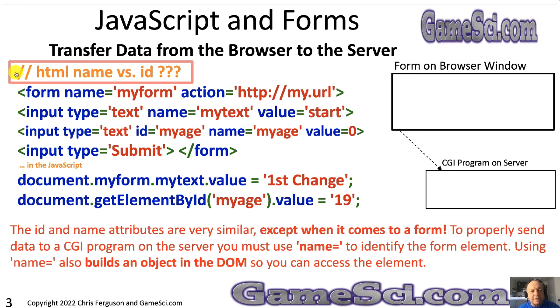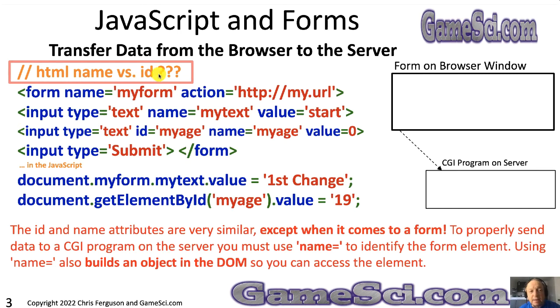Let's look at a code example and start with HTML name versus ID. What's the difference? The ID and name attributes are very similar, except when it comes to a form. To properly send data to a CGI program on the server, you must use the name equals attribute to identify the form element. Using name equals also builds an object in the DOM so you can access the element.